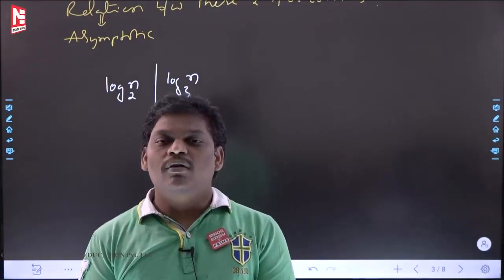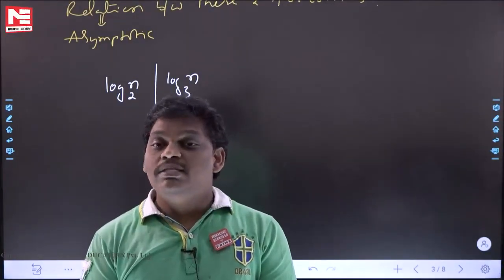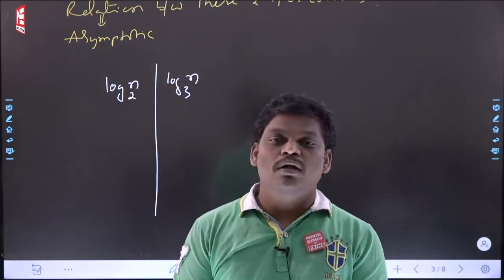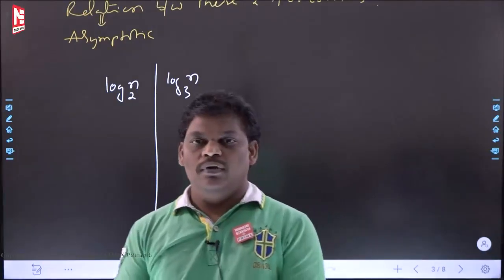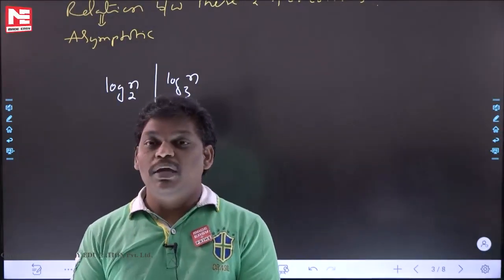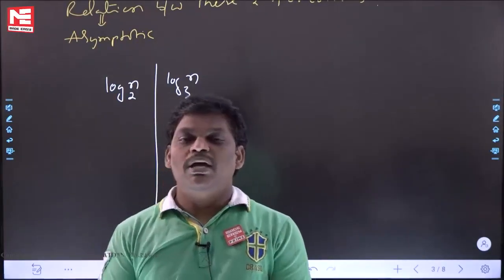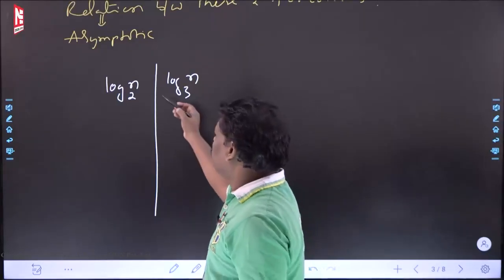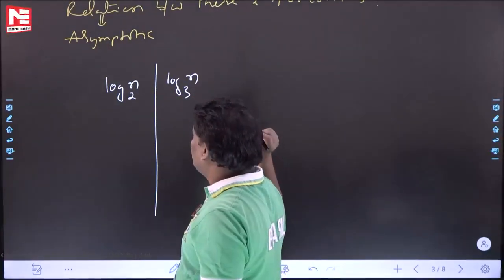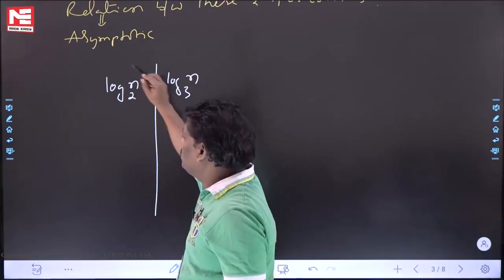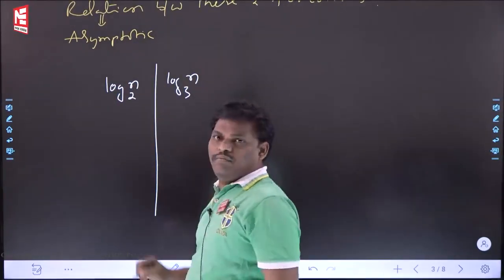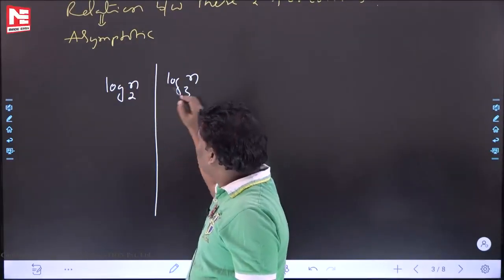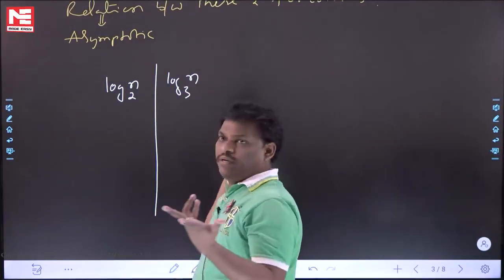What is the meaning? All are log 100 only, but the bases differ: base 2, base 10, base 100. If the base is small, a bigger value will come. Log n everywhere, but base 2, base 10, base 100. Base is small, bigger value will come. Please be careful. Same story: log n base 2, log n base 3, which is bigger? Base is small means big value. Log n base 2 is going to be the bigger one because the base is small, and log n base 3 is going to be the smaller one because the base is big.